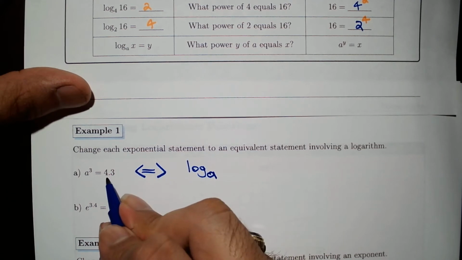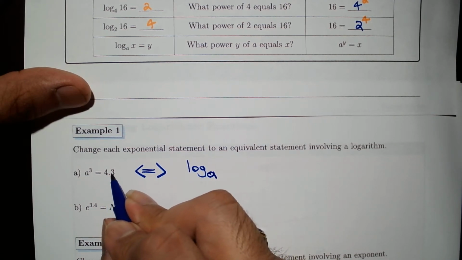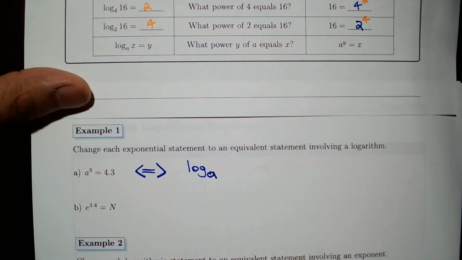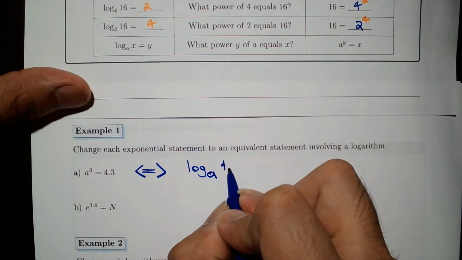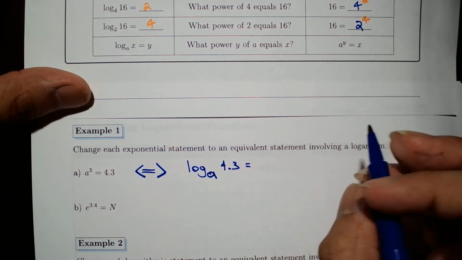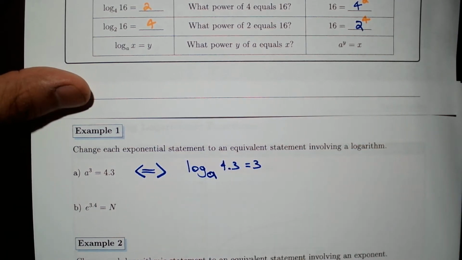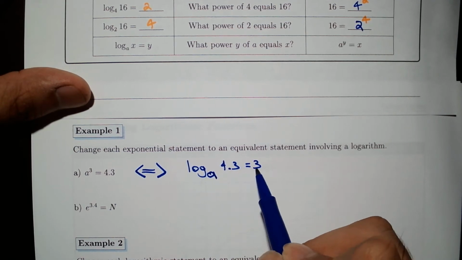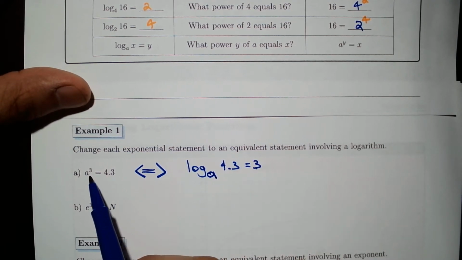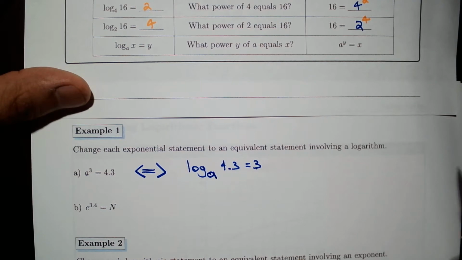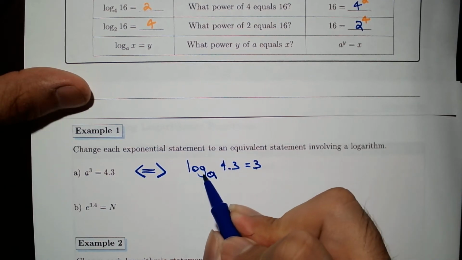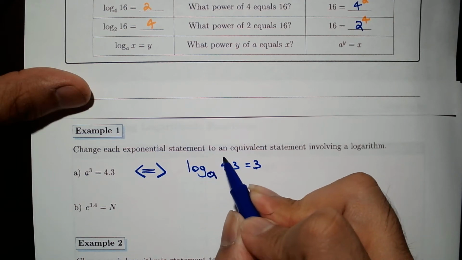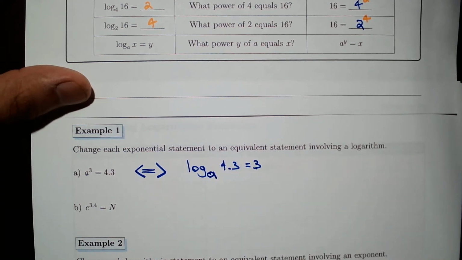And in this case of the number 4.3, that equals 3, right? Because a to the third equals 4.3. So 3 is the power I have to raise the value a to in order to get 4.3.